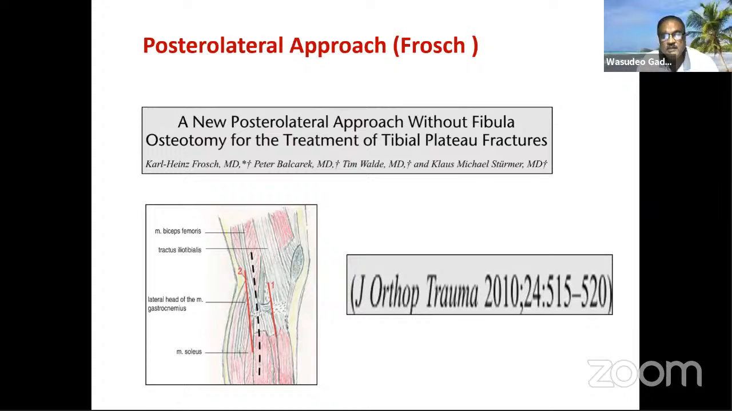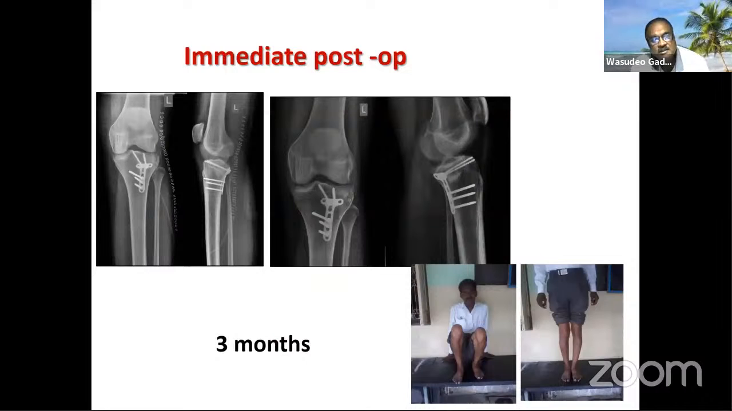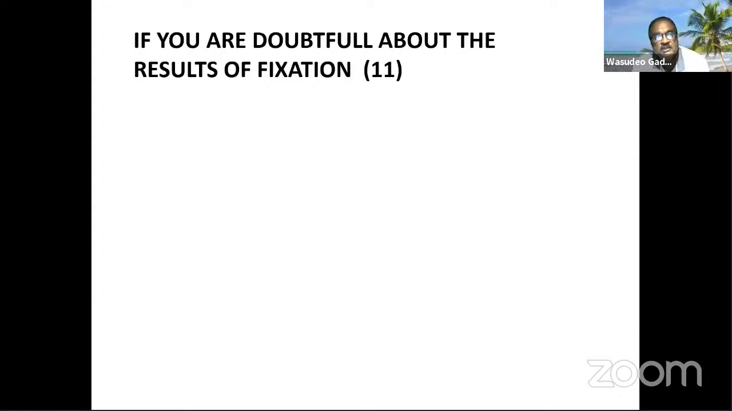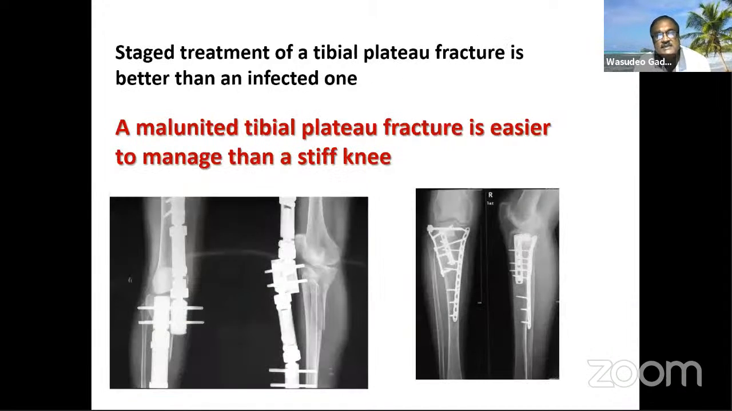The posterolateral approach, one must know, because this is one of the arenas, and fibular osteotomy we must learn. This is the posterior approach, which has already been told. These are all X-rays which I have done, with similar kinds of injuries. If you are doubtful about the result of fixation, a ring or external fixator is the usual alternative for treatment of proximal tibial fractures. So you must also learn that it helps in the management of these fractures. And staged treatment of tibial fractures is better than an infected one.